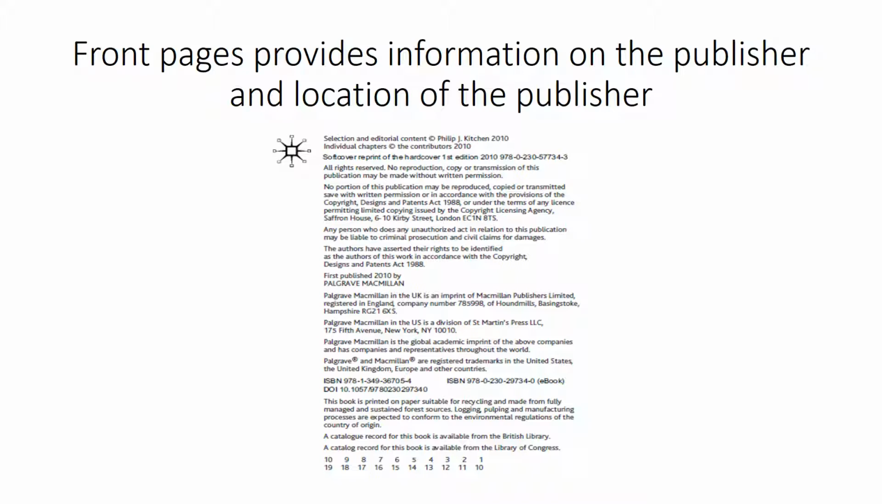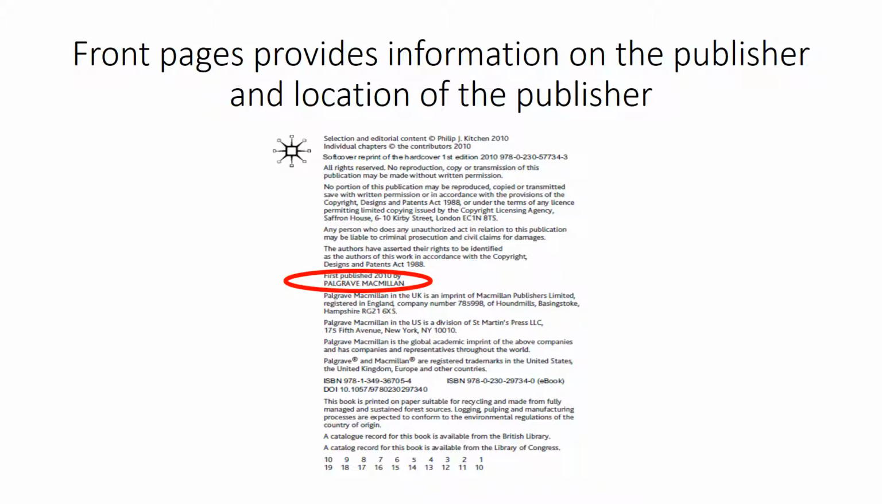The other piece of information that we need is the name of the publisher, where the book was published, and the year that it was published. You can see here that it was first published in 2010, and I have nothing more recent when I look at the information on this frontispiece. Then I have the name of the publisher, Palgrave Macmillan. Now you're left with deciding where the location was, and you can see underneath that Palgrave Macmillan is in the UK and in the US.